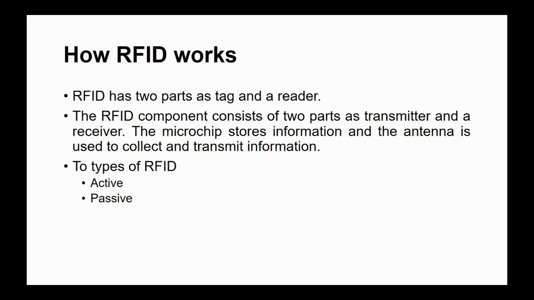There are two types of RFID tags: active RFID tags. The power needed to transmit data is taken by a battery. In the passive RFID tags, the interrogator's radio wave energy is used to transmit data.